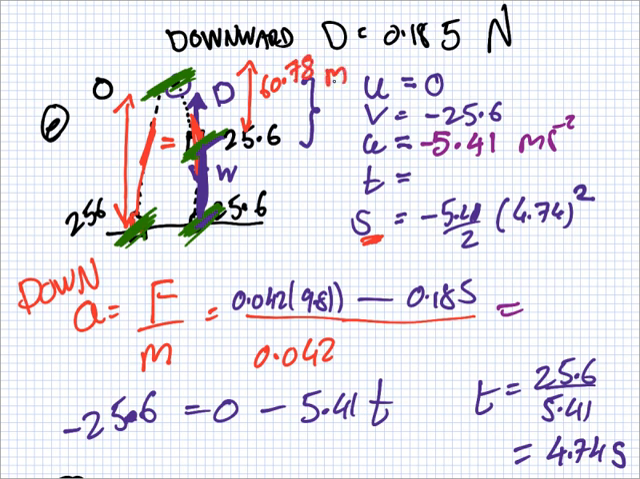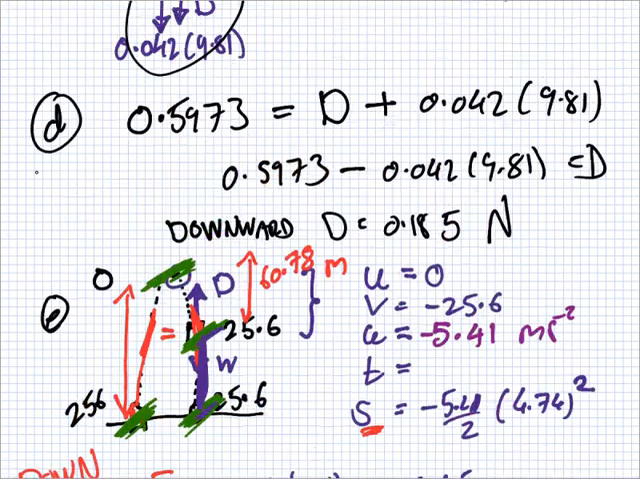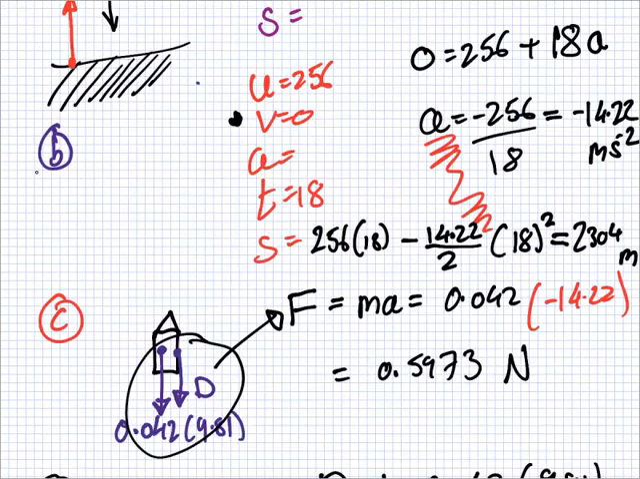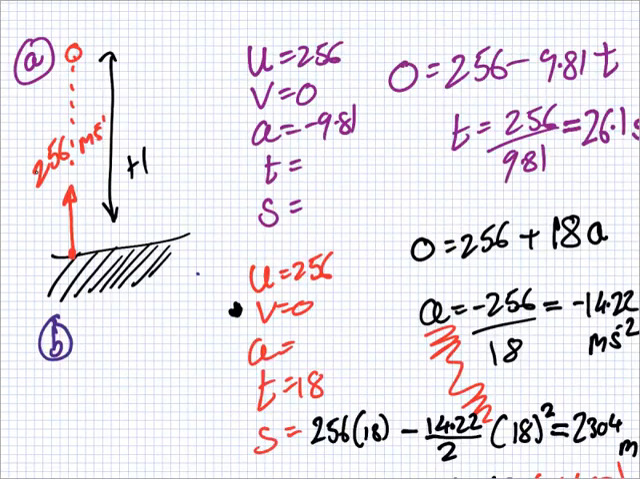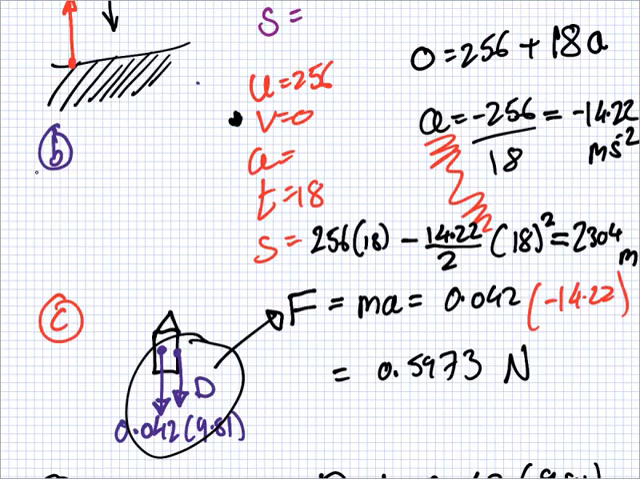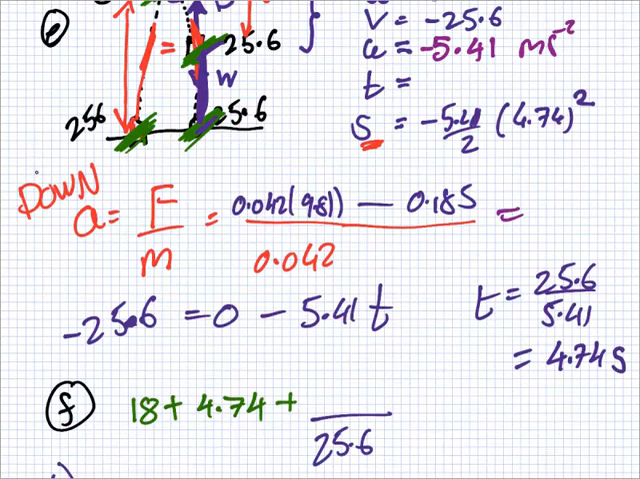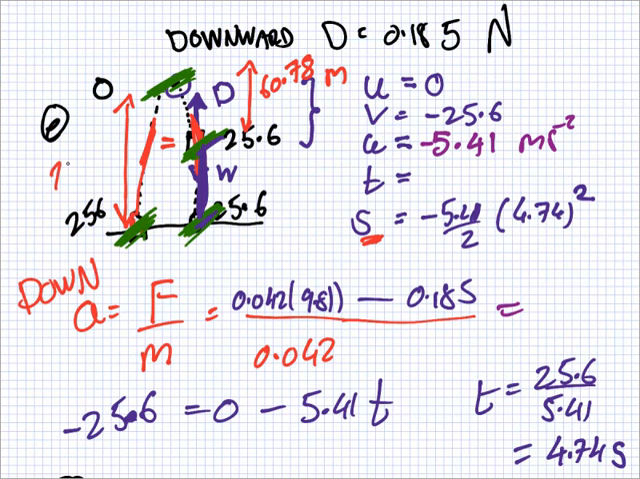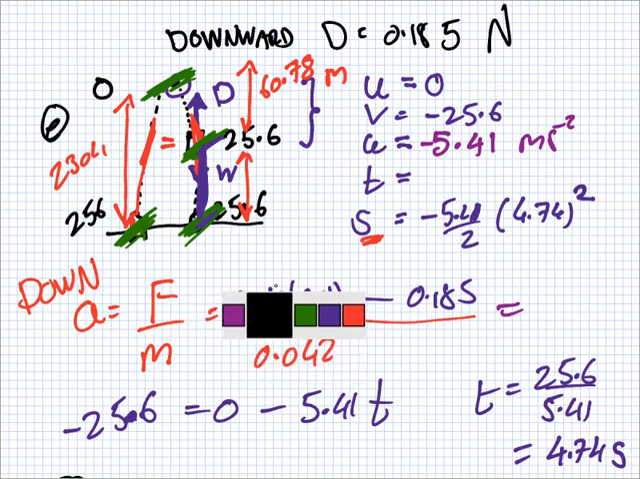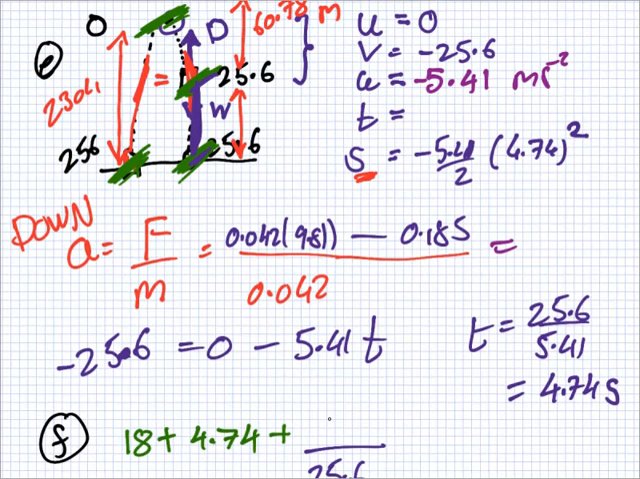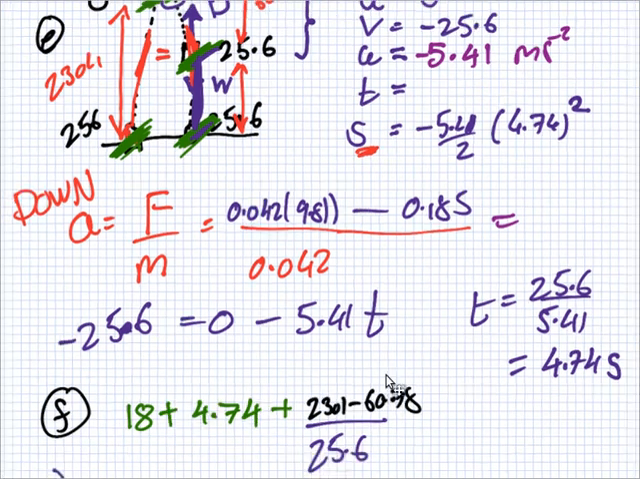And what did we say the maximum height was? We worked it out earlier, didn't we? Where is it? I worked it out. 2,304 meters. So that's 2,304 meters, that's 60.78. So what's this last distance here? Well, it's the minus them, isn't it? So we'll just put into this 2,301 minus 60.78 divided by 25.6.